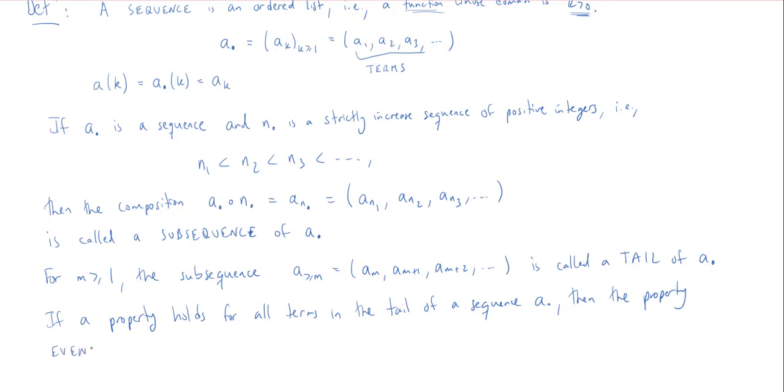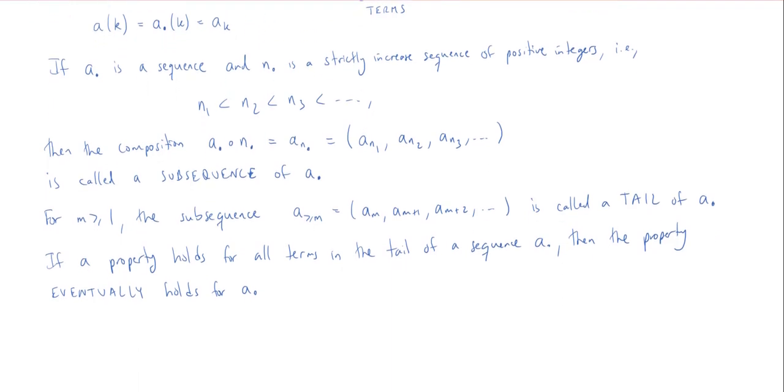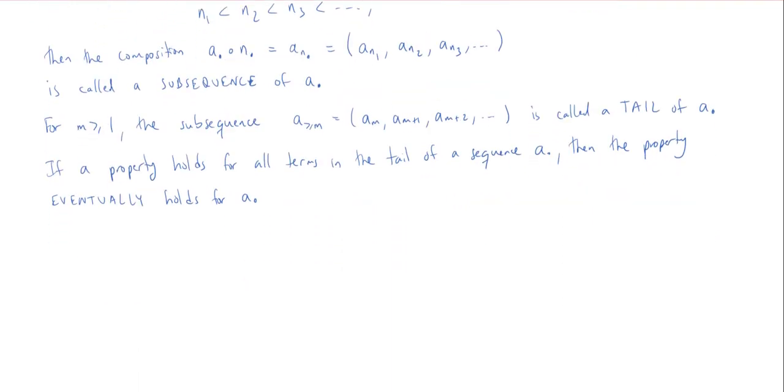That's the whole point of the tail, right? You don't start in the tail. Maybe you have to go out to the 150th place, and then all of a sudden this property starts holding. So that's what we mean when we as mathematicians say eventually this holds for a sequence. So then the property eventually holds for A dot. All right, so that's our definition. So let's get to a few examples.